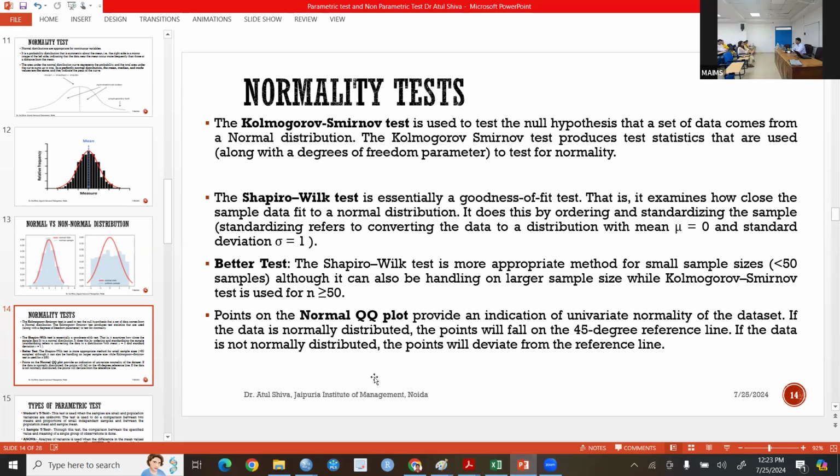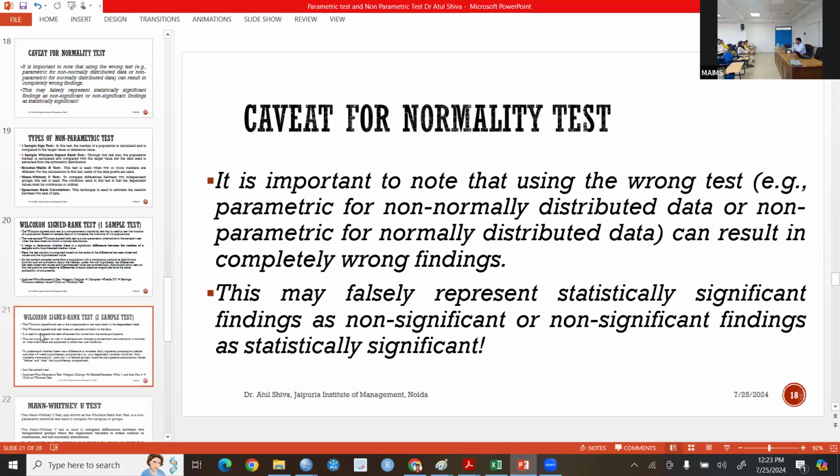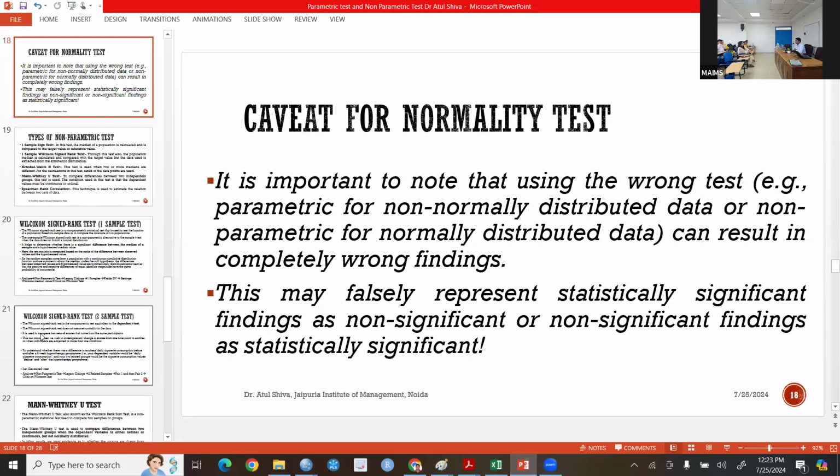Because there is a caveat. I guess I have given a caveat here. Yes, there is a caveat which everybody must understand. It is important to note that using the wrong test can result in completely wrong findings. You might be good at correct data, operation of SPSS and getting good results, but the findings are incorrect.